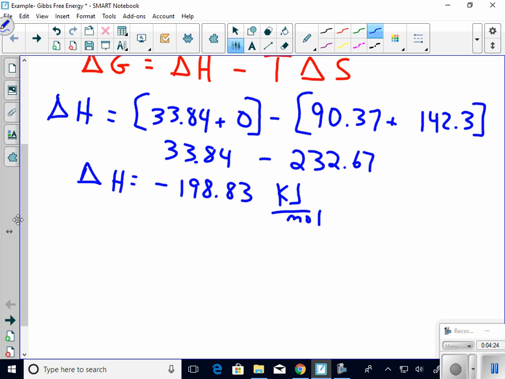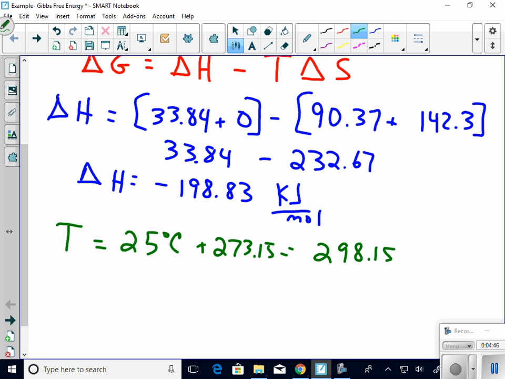Now my temperature is by far my easiest conversion because I have 25 degrees Celsius plus 273.15. So that gives me 298.15 Kelvin. Nice easy conversion from Celsius to Kelvin.